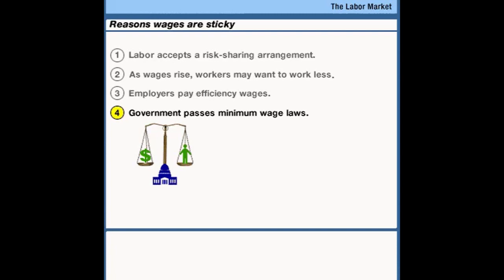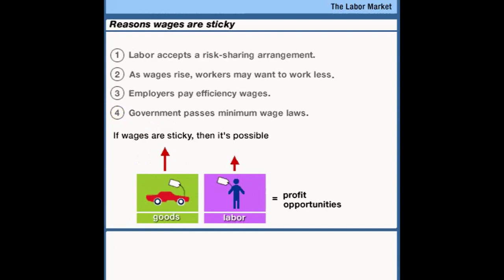If wages are in fact sticky during a period of time, then it's possible that goods prices will rise faster than wages. And when they do, then you've got an opportunity for profit. And that opportunity for profit can be seen in the short-run aggregate supply curve. Here's a general increase in the price level.